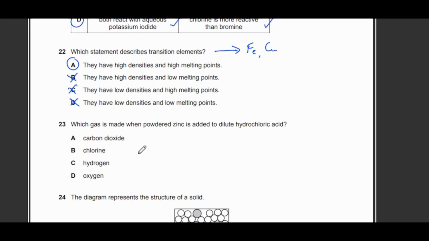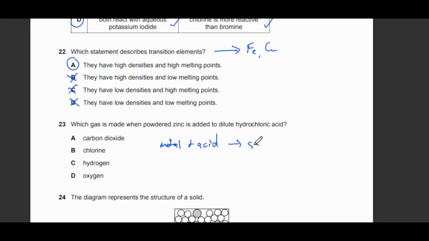Which gas is made when powdered zinc is added to dilute hydrochloric acid? So you need to remember metal plus acid. You will get salt plus H2. Okay, you just need to remember this sort of process, right? The answer will be hydrogen.